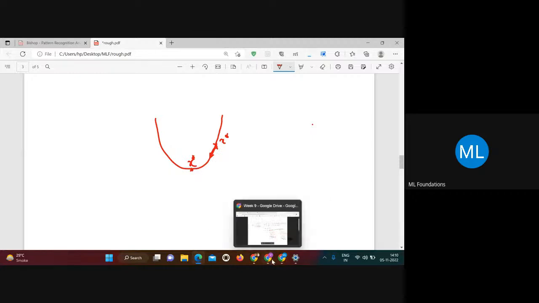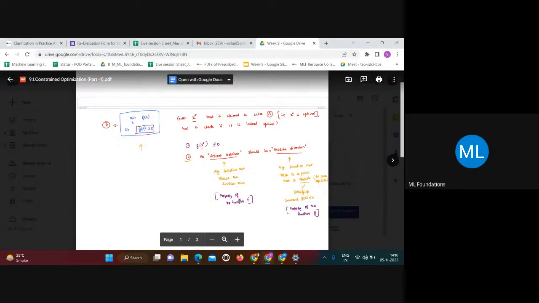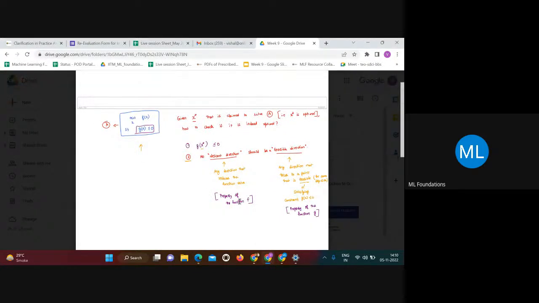And the next point is, no descent direction should be a feasible direction. Descent direction generally is applicable for the function. Function means: do I have any direction where the function's value is decreasing? If the answer is no, that is fine. Then x star is satisfying one condition.